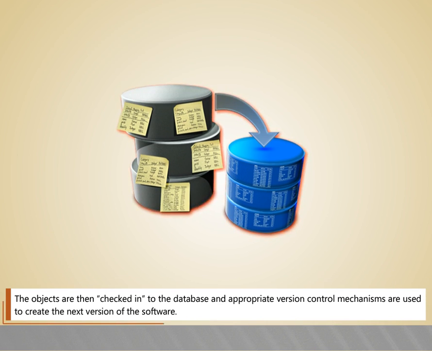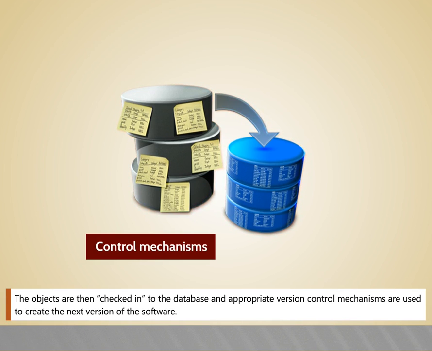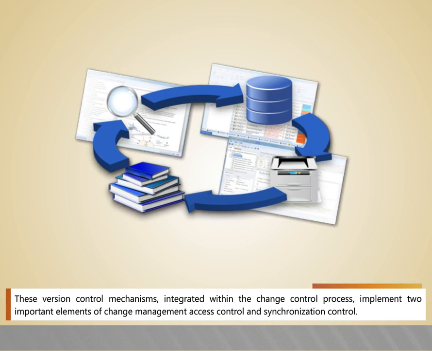The objects are then checked in to the database, and appropriate version control mechanisms are used to create the next version of the software. These version control mechanisms integrated within the change control process implement two important elements of change management: access control and synchronization control.